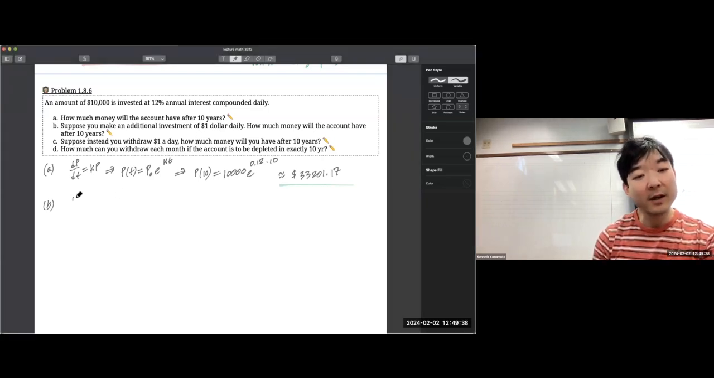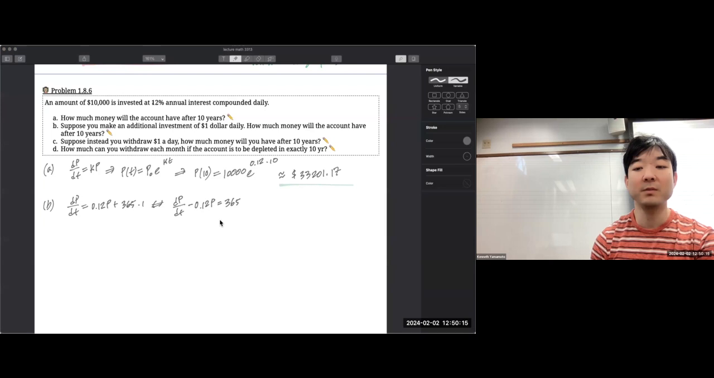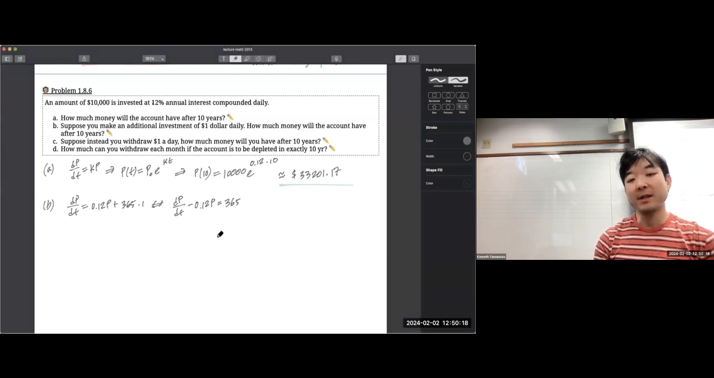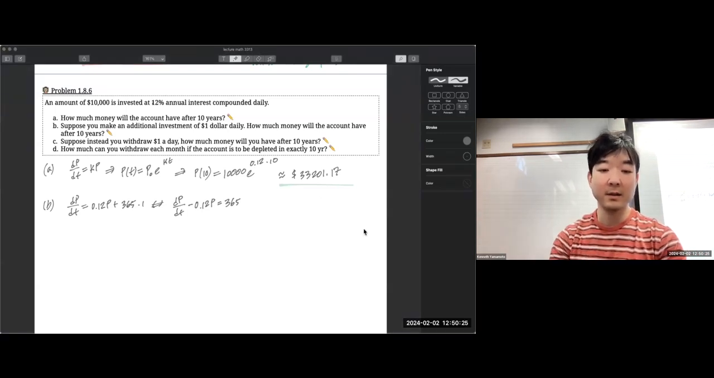Your differential equation will be different. It'll be dP over dt equals kP, which is your 0.12, because that's your annual interest rate, times P, plus what's the additional term here? It's going to be the 365, because there's 365 days in a year, times the $1 you're contributing. So you'll have this differential equation, dP over dt minus 0.12P equals 365. This is a non-homogeneous differential equation that you can solve using a particular solution. It'll probably be a much bigger number than this because you're contributing money, and that money is also getting interest added to it.